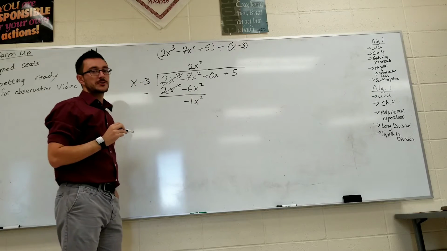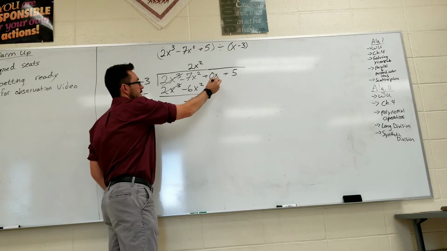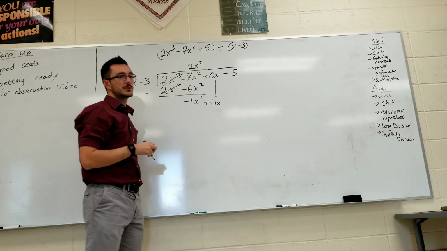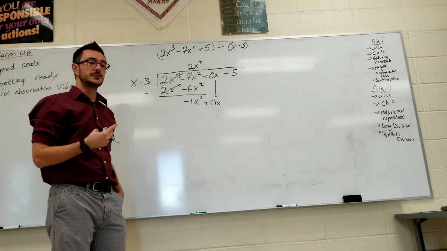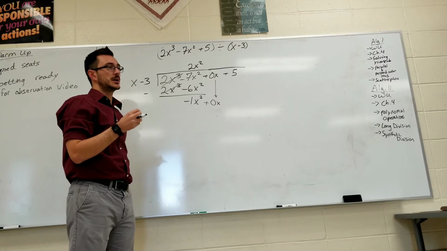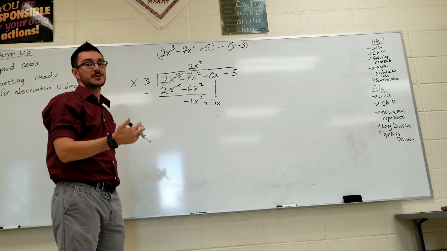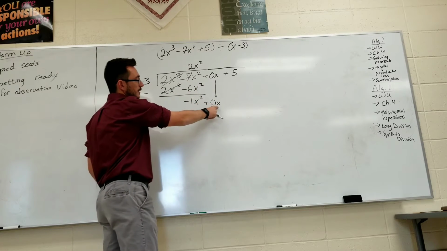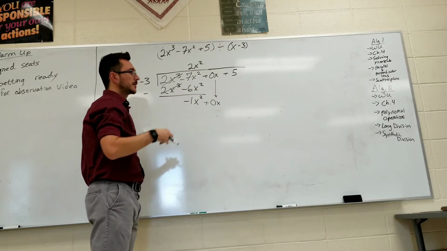And finally, before I start to repeat the process, whatever the next term is, drops down. So in this case, that's that 0x. That's why I need that 0 there. Otherwise, I'd be dropping down the wrong thing, and I would be trying to combine like terms in the next step that aren't like terms. I would have, for example, x's going with constants or something like that.